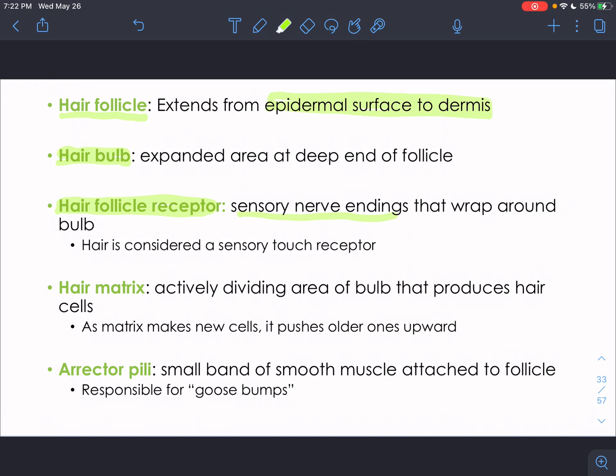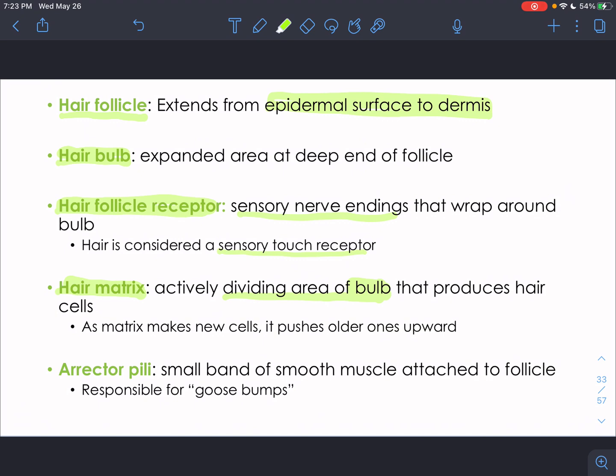If someone touches your hair or the wind blows it, you can feel that because of those nerve endings around the bulb, which is interesting because hair is actually considered a sensory touch receptor. Okay, so in all the receptors we talked about, there's something that can stimulate them. So on the pressure on your skin, you're actually activating those touch receptors. And because hair, when it moves, activates the nervous system, that's actually considered a receptor, which is kind of cool. You have the hair matrix, which is the dividing area of the bulb. So it's part of the bulb that's actually producing the hair cells.